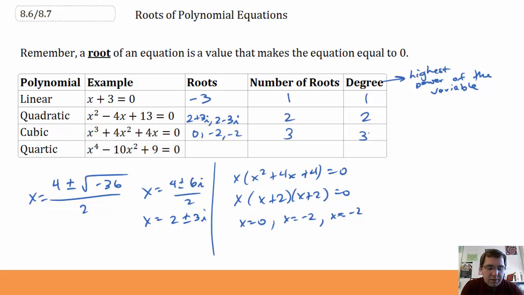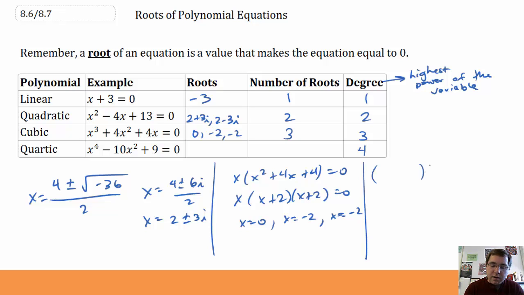The quartic polynomial, x to the 4th minus 10x squared plus 9 equals 0. Quartic is the name we give to a polynomial of degree 4. So this is a 4th degree polynomial. And I happen to know how to solve this one because it happens to be factorable using the methods we used last semester to factor things.